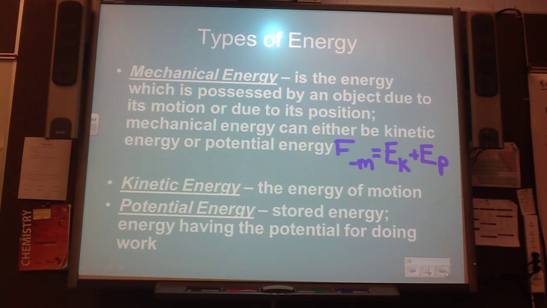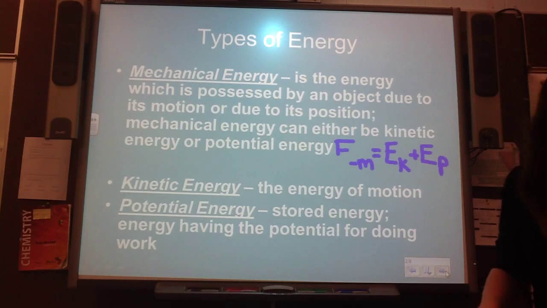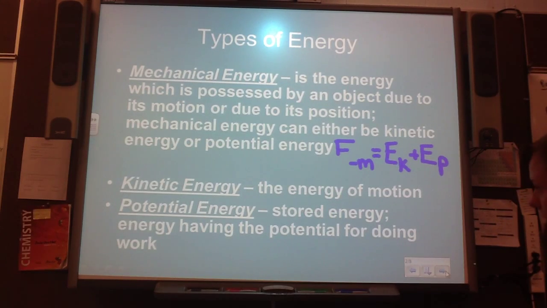And then put a semicolon and say: energy having the potential for doing work. Sorry, that was kind of fast. Energy having the potential for doing work.